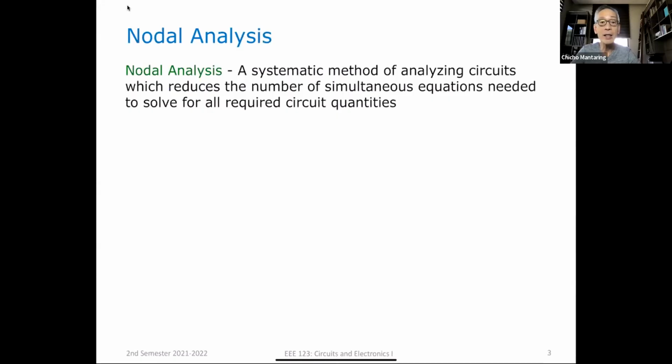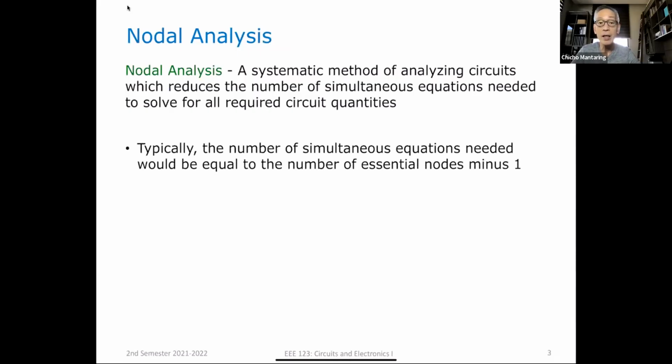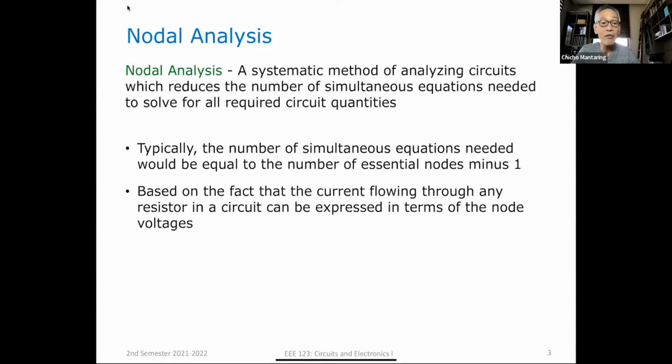Okay, nodal analysis is a systematic method of analyzing circuits which reduces the number of simultaneous equations needed to solve for all required circuit quantities. Typically, the number of simultaneous equations needed would be the number of essential nodes minus 1. So if you have, let's say, 4 essential nodes, you would only have to solve 3 simultaneous equations. Now, this is based on the fact that the current flowing through any resistor in a circuit can be expressed in terms of the node voltages.